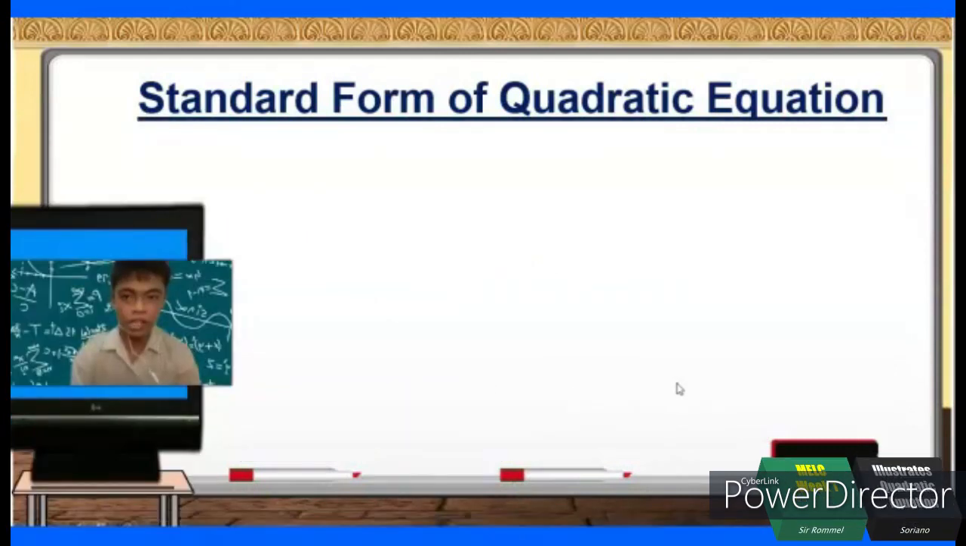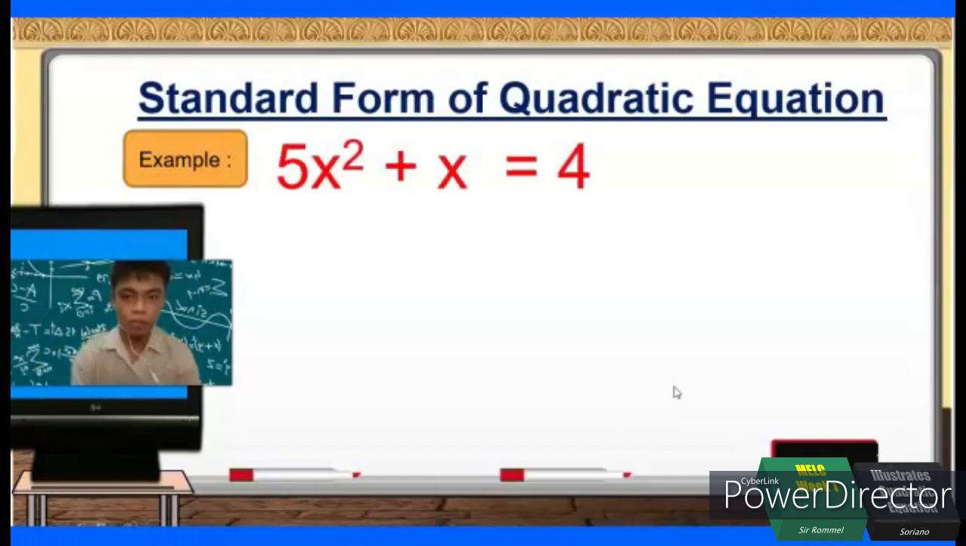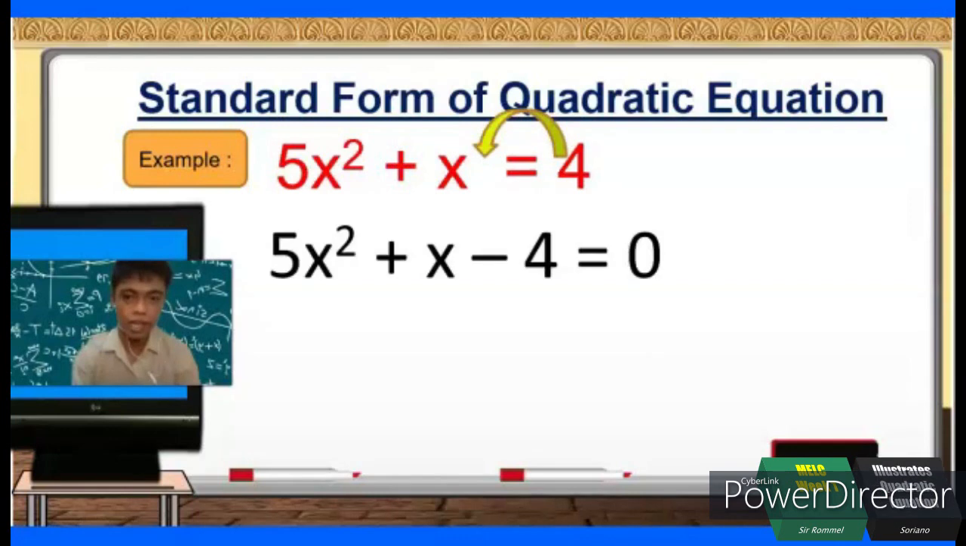So, example tayo. 5x squared plus x is equal to 4. So, anong na-observe natin? Okay, tama. Yung constant term nasa right side. So, ang kailangan natin gawin is ililipat natin yung 4 sa left side. Pag nilipat nyo yung nasa right side papunta sa left side, babaguhin natin yung sign ng constant term. So, ano ang ating quadratic equation? Okay. So, 5x squared plus x minus 4 is equal to 0.